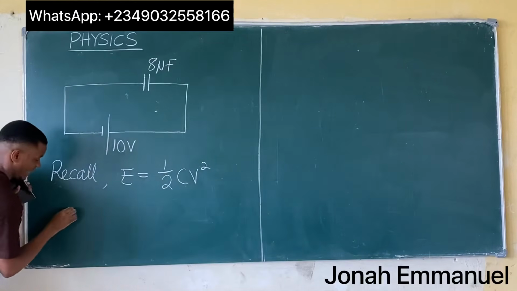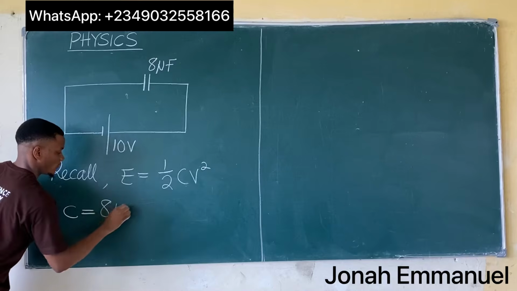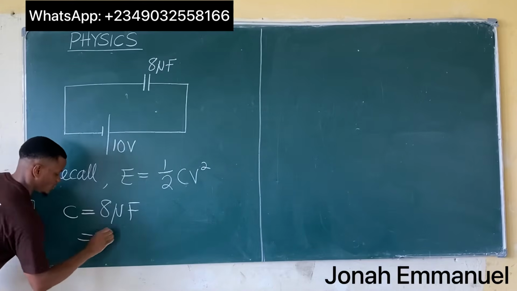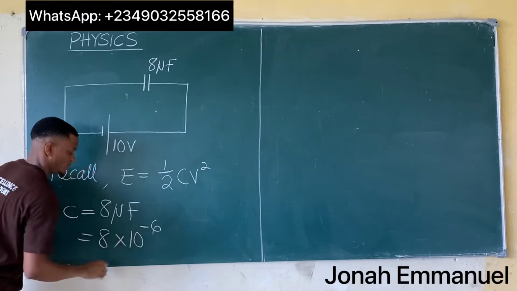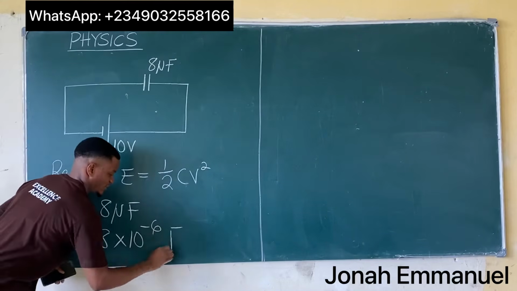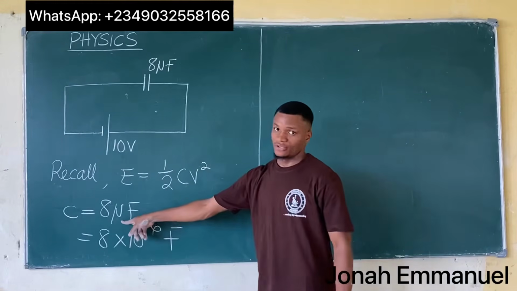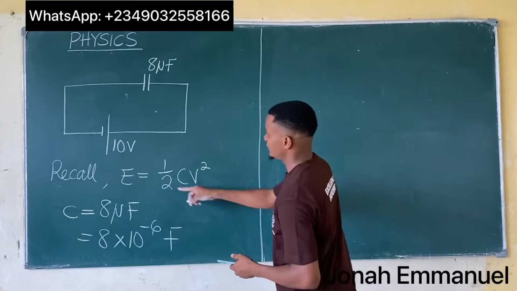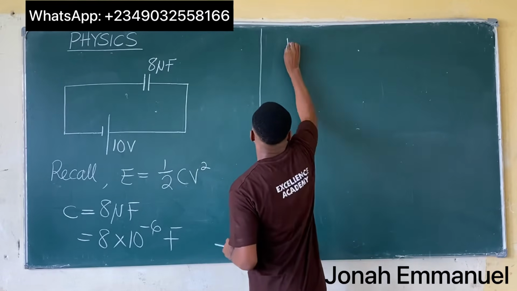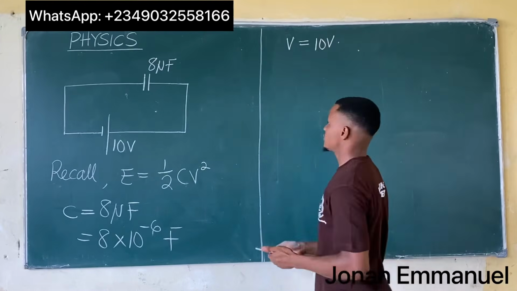From here, I'm given that the capacitance is 8 microfarad. That's equal to 8 times, micro is 10 to the power minus 6. That becomes 10 to the power minus 6 farad. So please always do your conversion. Alright, micro is 10 to the power minus 6. Next up, I have that the potential difference V is equal to 10 volts. Alright, so let's solve this.